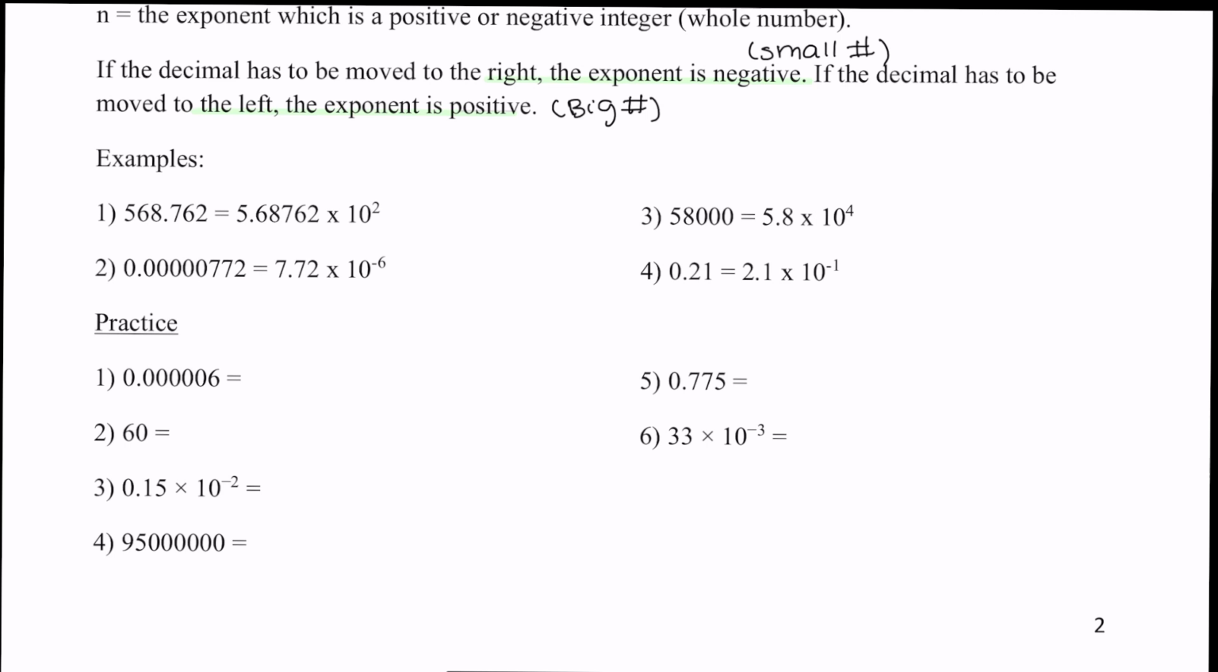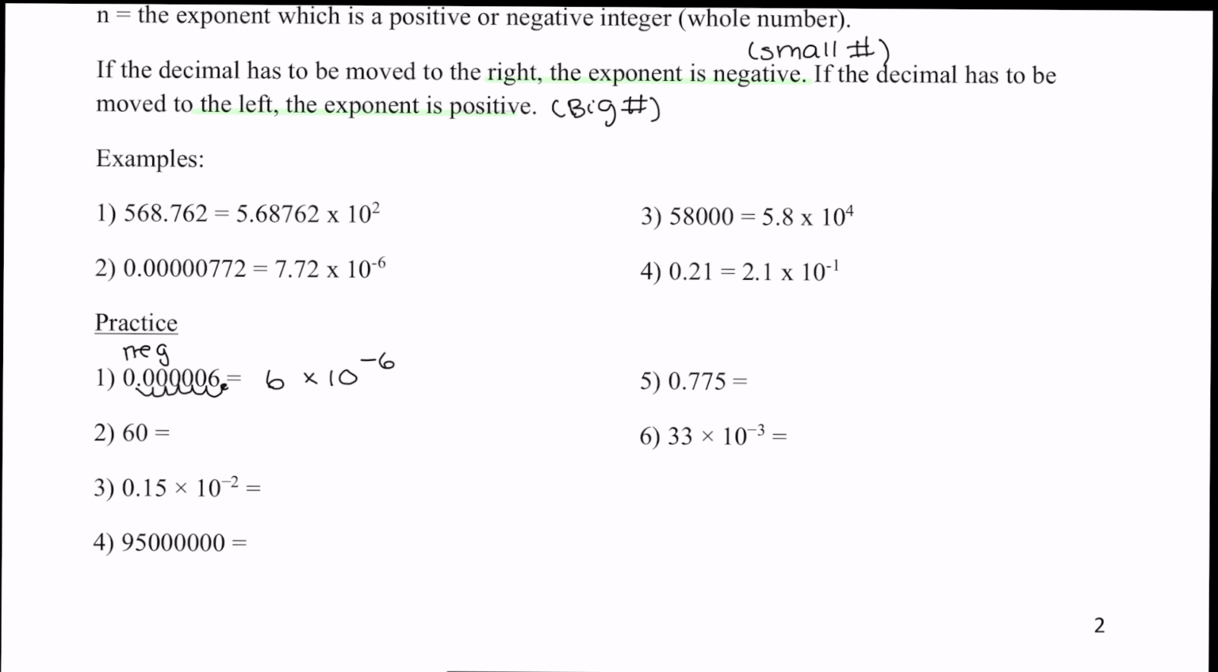So let's get started here. Since this is a small number, I know it's going to be a negative exponent right away. And I'm going to move my decimal so I can get an integer between 1 through 10. So I'm going to go 1, 2, 3, 4, 5, 6. So I move 6 times, leaving me with the integer of 6. And the exponent is going to be 10 to the negative 6.